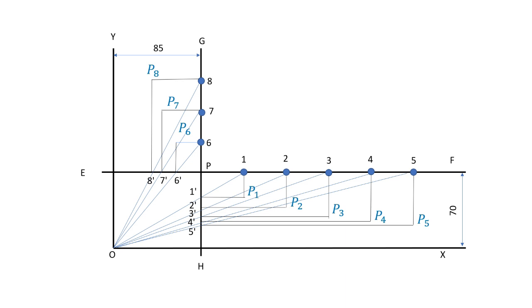Now we have found the points which will lie on the hyperbola curve. We have to join these points P1 to P8 with a smooth curve by hand or by using a French curve. So this will give the required hyperbola. Hope you understood how to draw a hyperbola by the asymptote method.